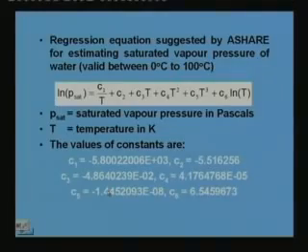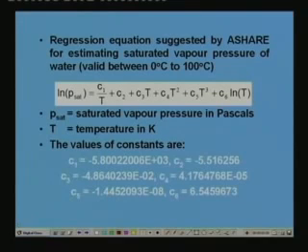So, Ashray suggested a very accurate regression equation for the saturated vapor pressure of water. This equation is like this: ln Psat is equal to C1 by T plus C2 plus C3 T plus C4 T square plus C5 T cube plus C6 natural log of T, where Psat is saturated vapor pressure in pascals. It is very important to note the units, because you must use the same units to get the same values, otherwise it will give wrong results. And T is the temperature and it is in degrees Kelvin.